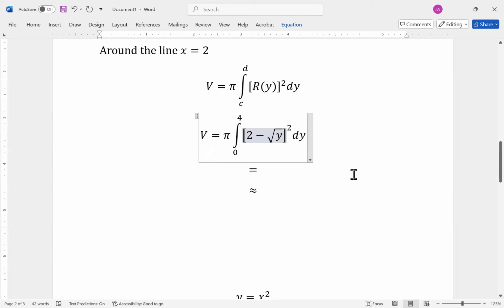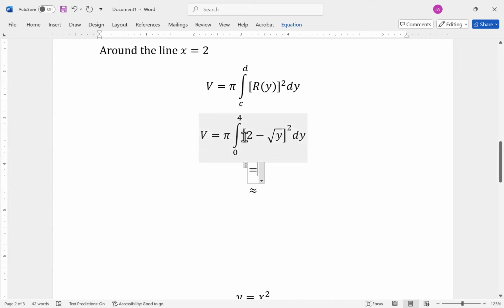So 2 minus square root of y, if somebody else would have put square root of y minus 2, it would not have been a problem because when you square it, you're going to get the same thing. So that's the idea. And now you can either do this by hand or you can just plug it into your calculator. I am going to plug it into my calculator.